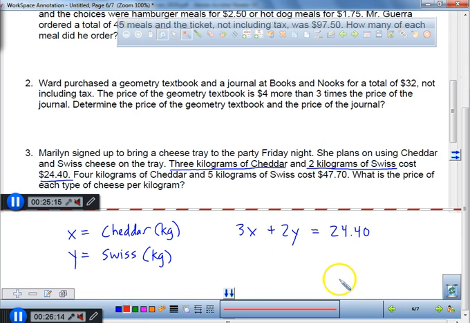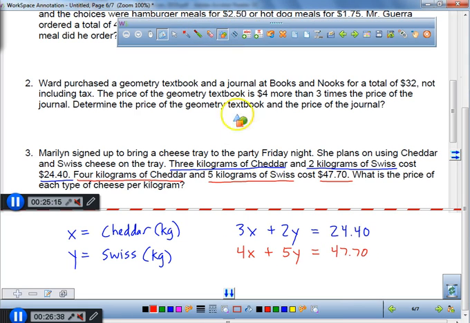I'm going to change color just to make our next equation. This one says what? 4 kilograms of cheddar. What are we going to write for 4 kilograms of cheddar? That's right. Good job. 5 kilograms of Swiss. There you go. And that gives us a total cost of what? $47.70. What have we just created? We created our system of equations that goes with that word problem. That is the answer to number 3. Not the final answer, but that's how you set it up.